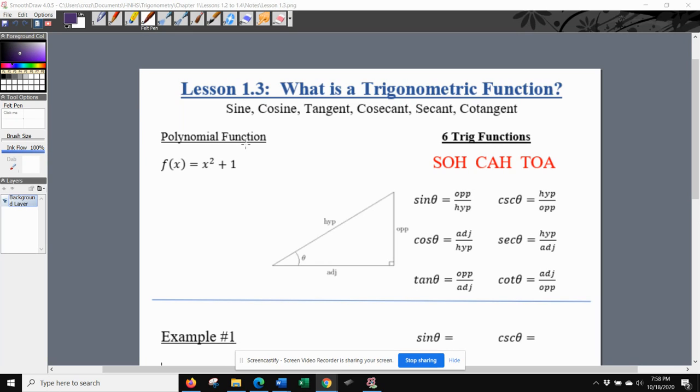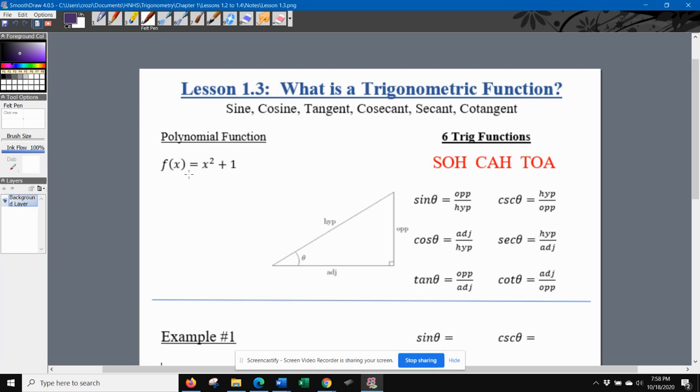And here's a polynomial function. We've done these before. f of x is equal to x squared plus 1, and if I told you that f of 4 is our input, you would just take that 4 and put it in there and get 4 squared is 16 plus 1 is 17, and you've taken this input and made this output.